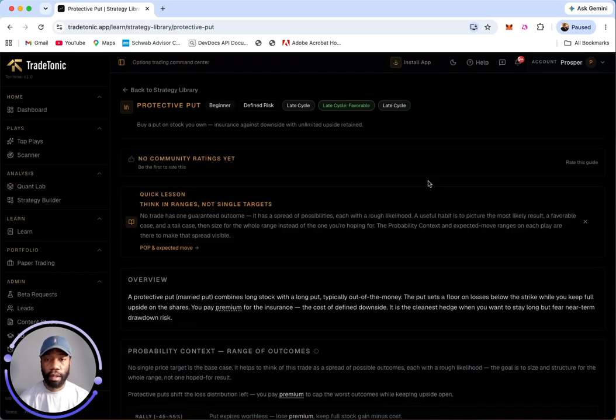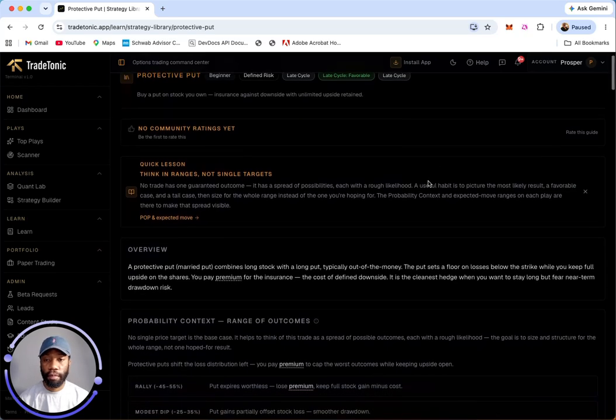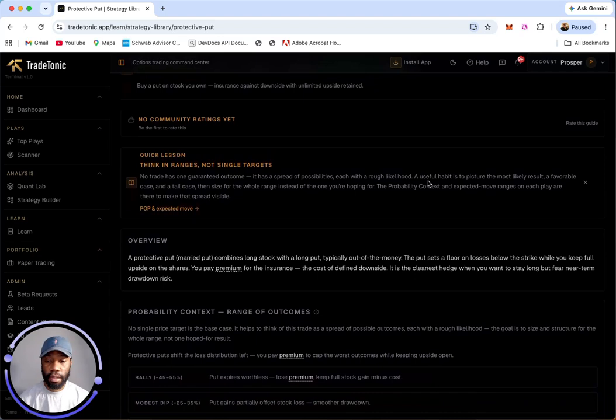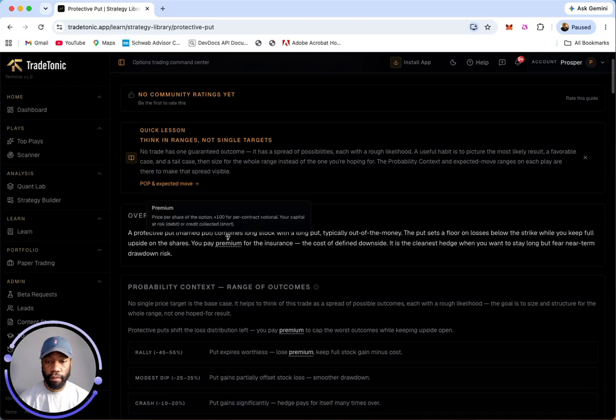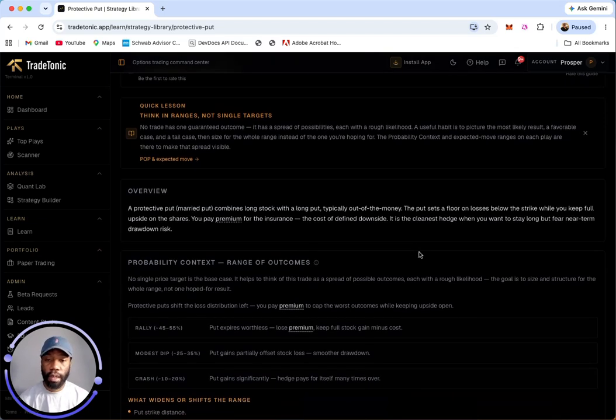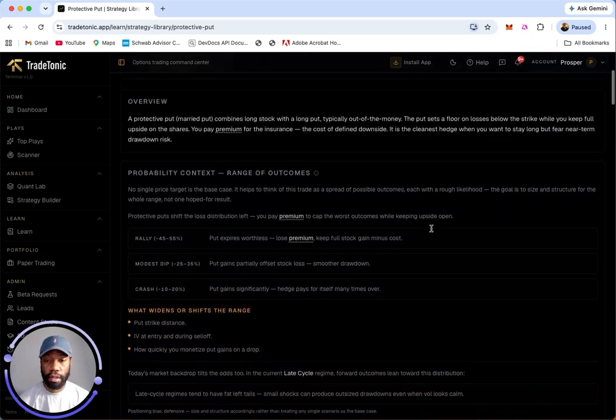If we click here, this goes into the education portion of the platform, and we explain to you what a protective put is and why it works. A protective put is a married put that combines a long stock with a long put. Typically out of the money, the put sets a floor on losses below the strike while you keep the full upside on the shares. You pay the premium for owning the put, the cost of the defined downside. It is the cleanest hedge when you want to stay long but fear near-term drawdown risk.